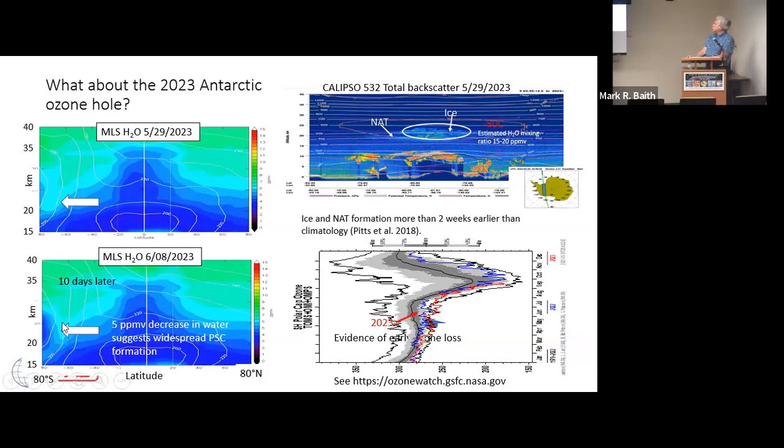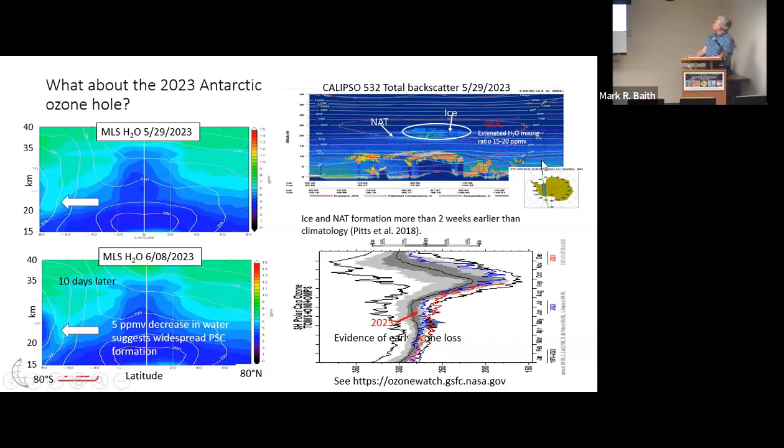So look at the big change that's gone on here at the South Pole. You can see this big dehydration event, and do we see ice? And the answer is yes. This is before the Calypso mission died. You can see this is from their quick look. You can see ice has formed.